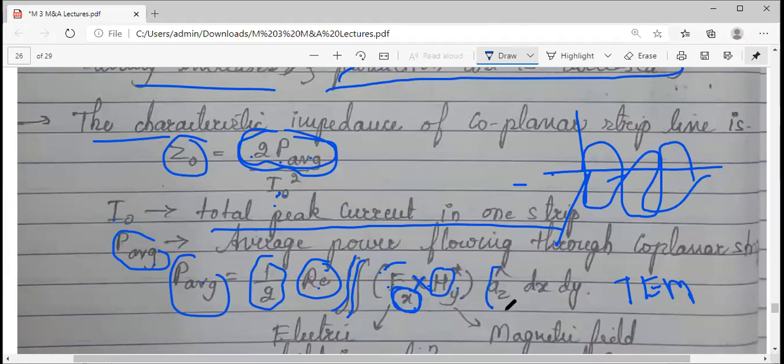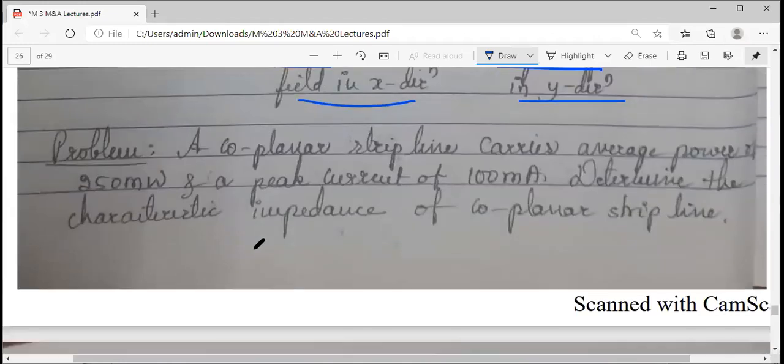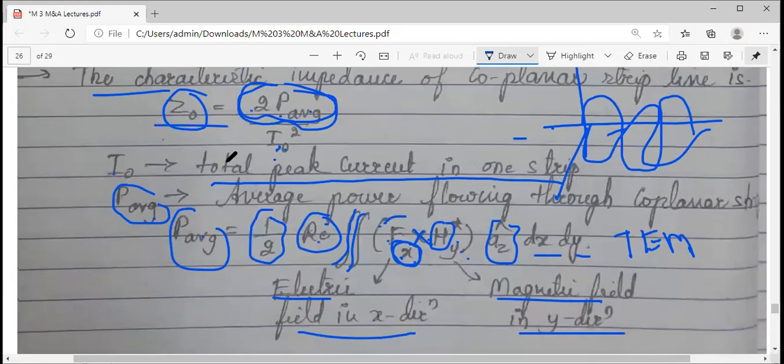And the propagation will be, in the cross product, in the third direction. x cross y is equal to z. You know about this with respect to dx and dy. This is your Poynting theorem. I have given here the electric field in x direction, magnetic field in y direction. So this is P average. So directly the characteristic impedance equation is 2 P average divided by I naught square.